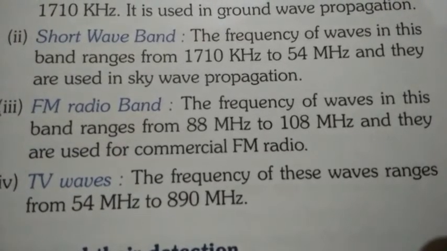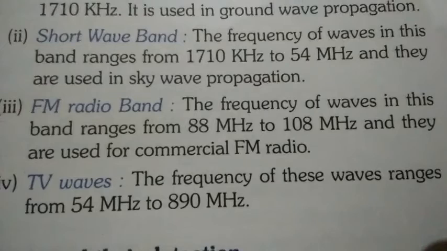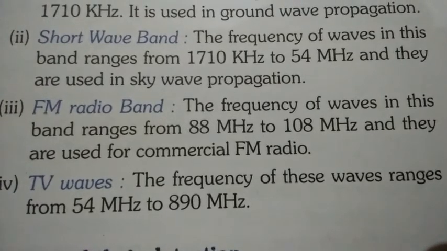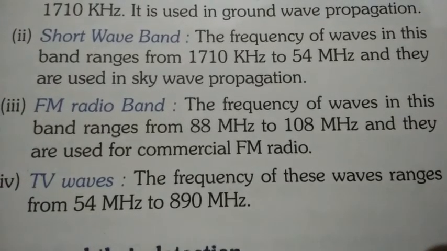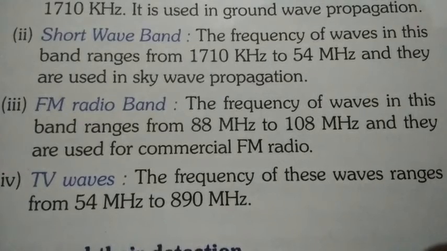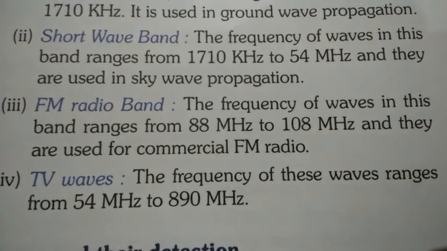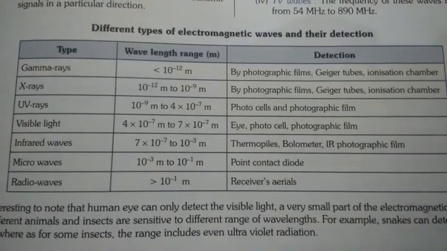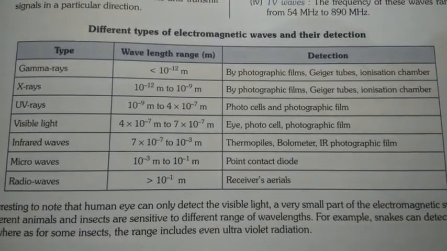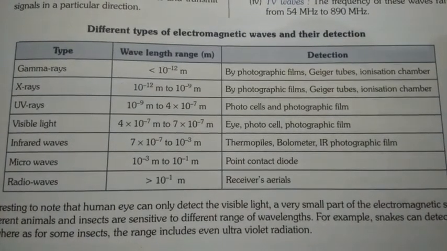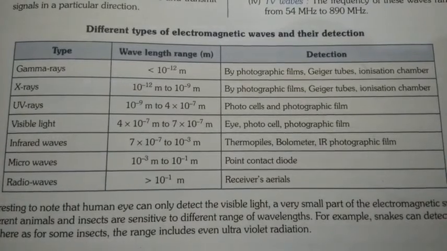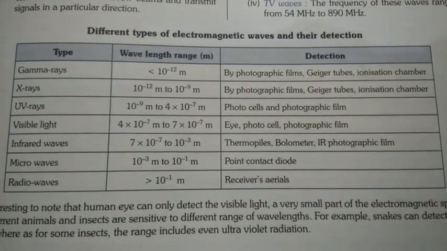The FM radio band, that is the frequency modulated radio band. They are used for commercial FM radios. And TV waves. The frequency of these waves ranges from 54 MHz to 890 MHz. Then there is one table which is telling us about different types of electromagnetic waves and their detection. You can pause the video and read that.